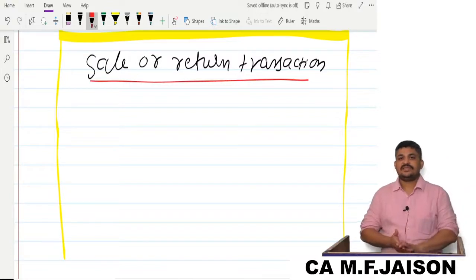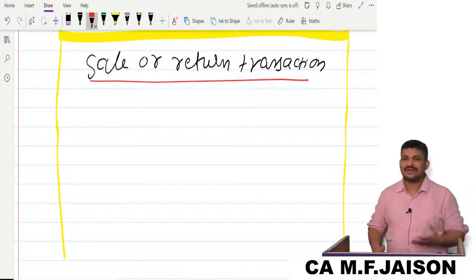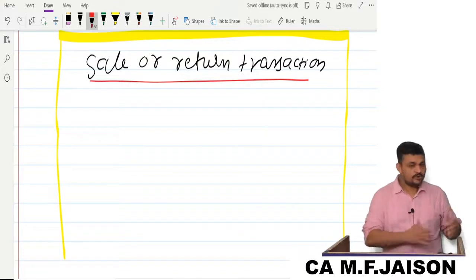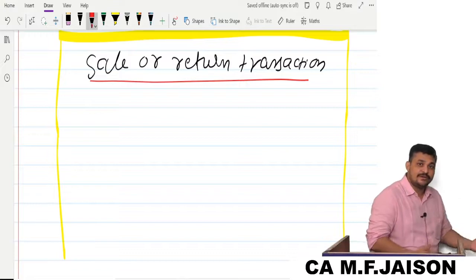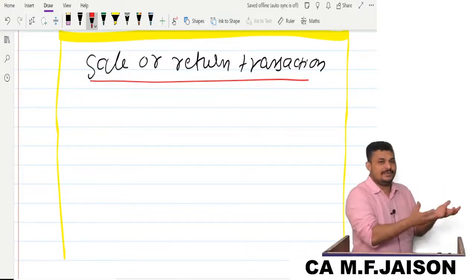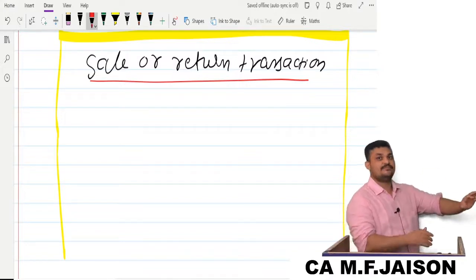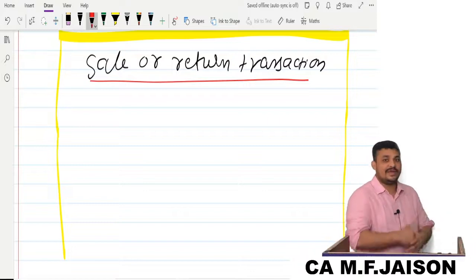Sale or return transaction means what, my dear friends? Sometimes, to penetrate the market when we introduce a new product, nobody is ready to buy. So what we do is go to the customer, give them the goods, and ask them to use these goods for some days or maybe a few weeks. If they like it, they can pay money and buy the goods. If they don't like it, they have to return the goods.